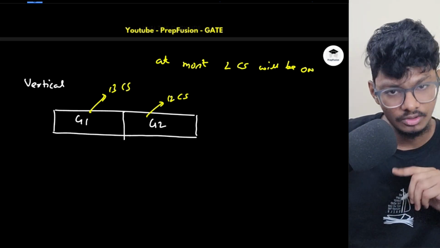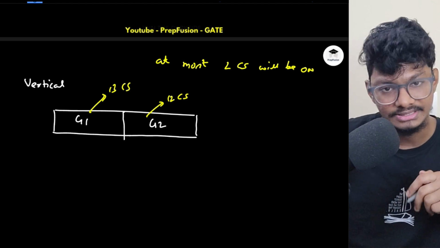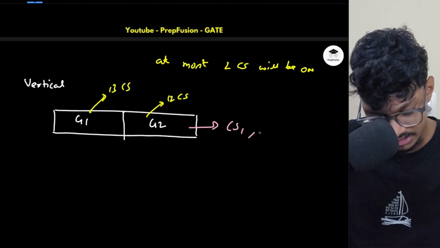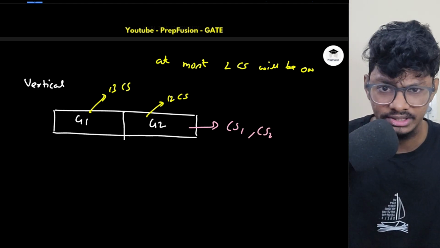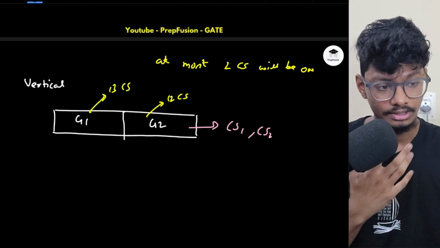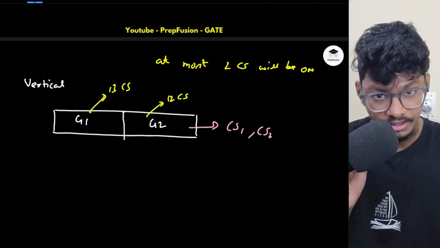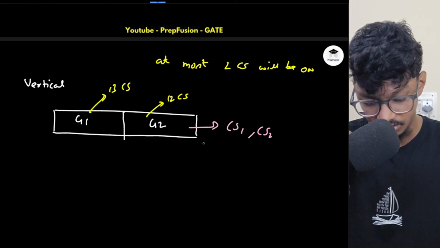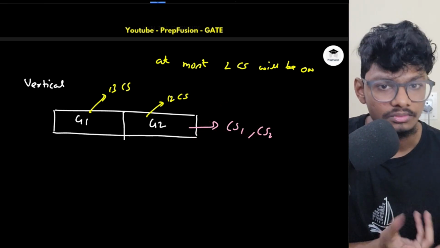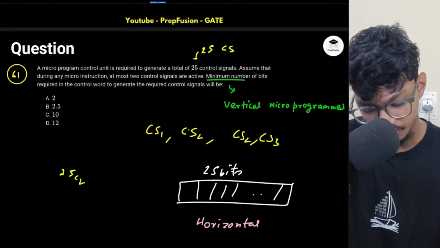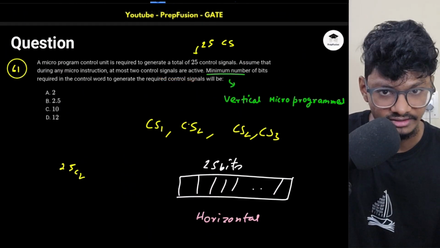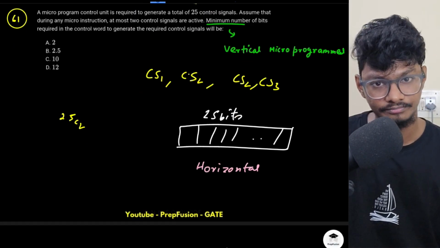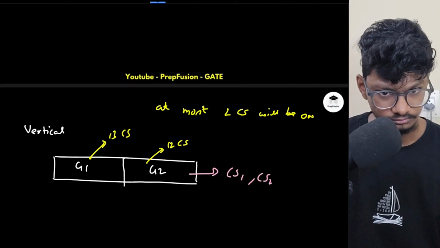Now if two control signals are on, then let's say in this G2 group I have CS1 and CS2. Now they can be on together as well. The first rule for a vertical microprogrammed group is that the signals should be mutually exclusive. If this is on, then this should not be on. But do I know? I don't know. They have not given me that information. They have told me that at most two signals will be active. So CS1 and CS2 can be active together, because I don't know if they can be active together or not. So this idea is also gone.